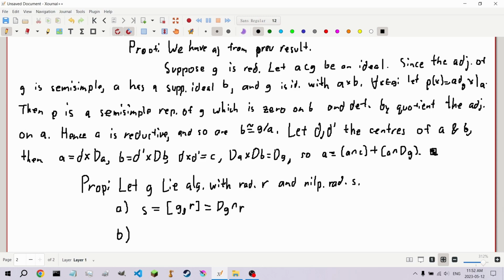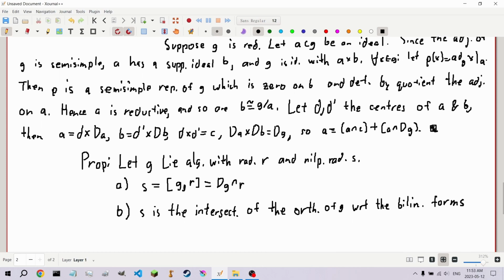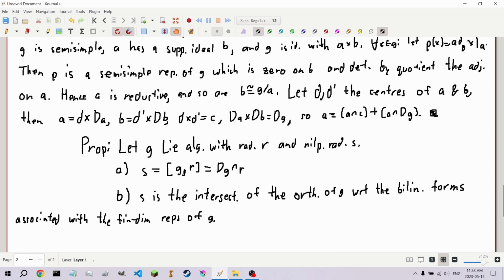Our second condition is that S is the intersection of the orthogonals of G with respect to the bilinear forms associated with the finite dimensional representations of G. Let's look at the proof.